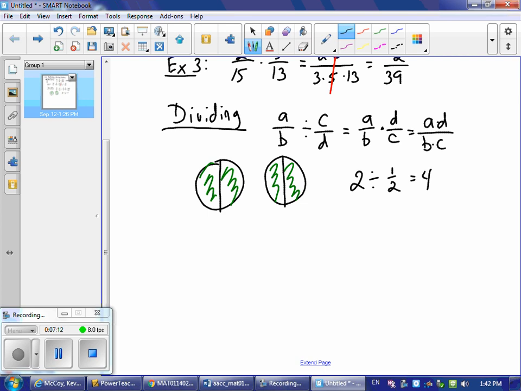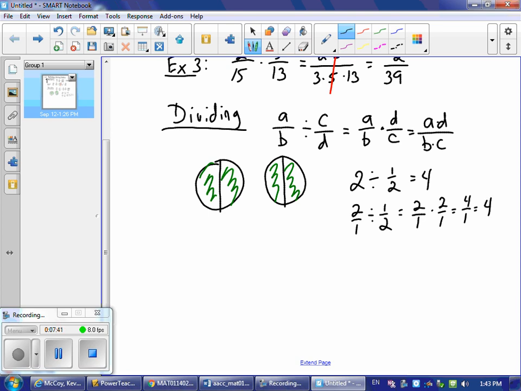And now let's see that that actually works. Let's create fractions out of both these things. So that would be 2 over 1 divided by 1/2. If we follow our rule, the rule says keep the first one the same and then multiply by the reciprocal of the second one, which is 2 over 1. Multiplying straight across, we get 4 over 1, which is 4.